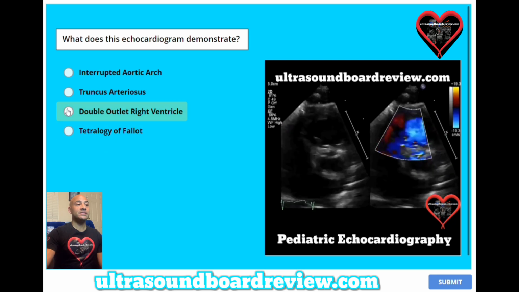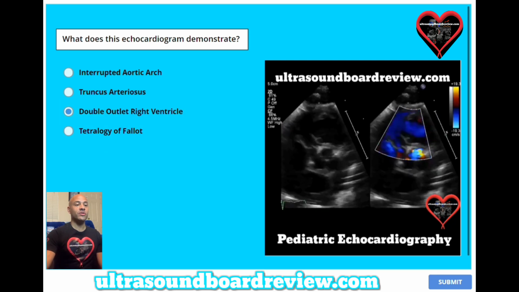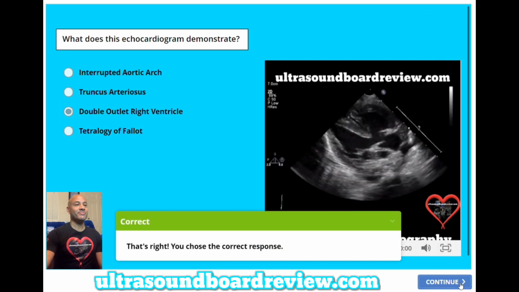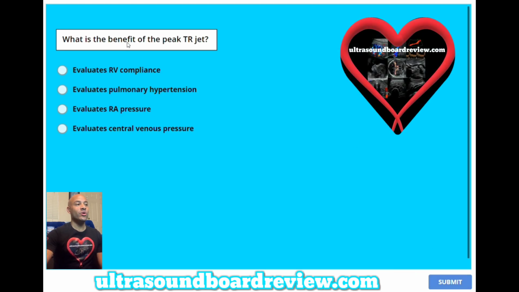The answer is C. Double outlet right ventricle. Question 109. What is the benefit of the peak TR jet? A. Evaluates RV compliance. B. Evaluates pulmonary hypertension. C. Evaluates RA pressure. Or is it D. Evaluates central venous pressure?